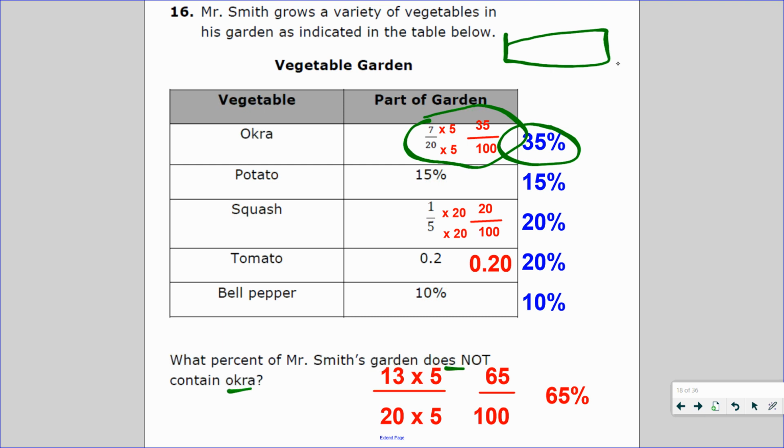So let's think. If this whole thing is 100%, 35% of this is okra. So what part of this is not okra? 100 minus 35 is 65%. Or you could just add up all of these percents, 10%, 20%, 20%, 15%, and get 65%.